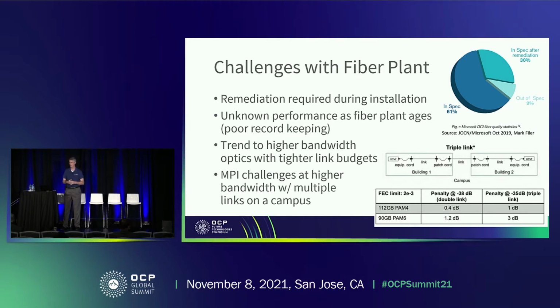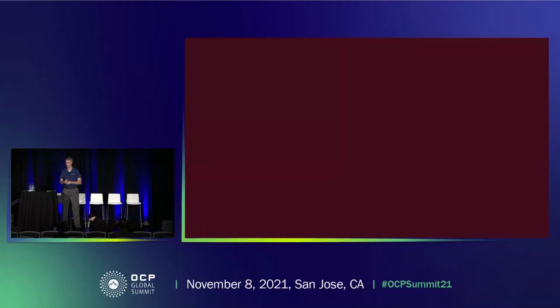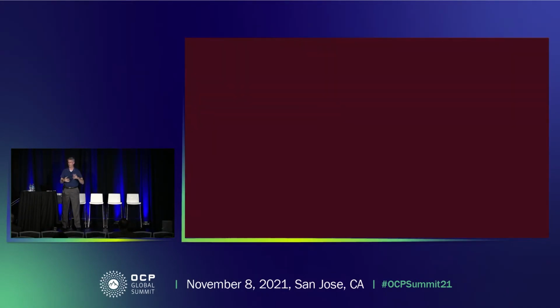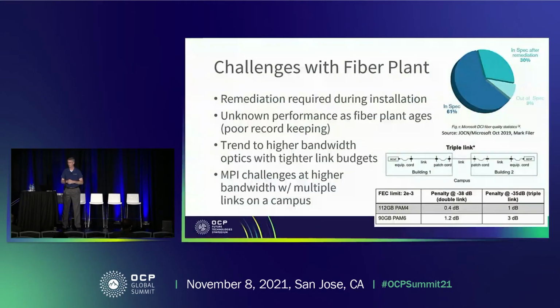Are there splice joints? And then as I said before, with the new optics to try and get higher bandwidth, going from 100 to 200 to 400 gig, that'll put stress on the link budgets. And also as you go in between data halls, what might have been 2 links before might be a triple link now as you go from building to building on a campus. And so that's again challenging the optics.